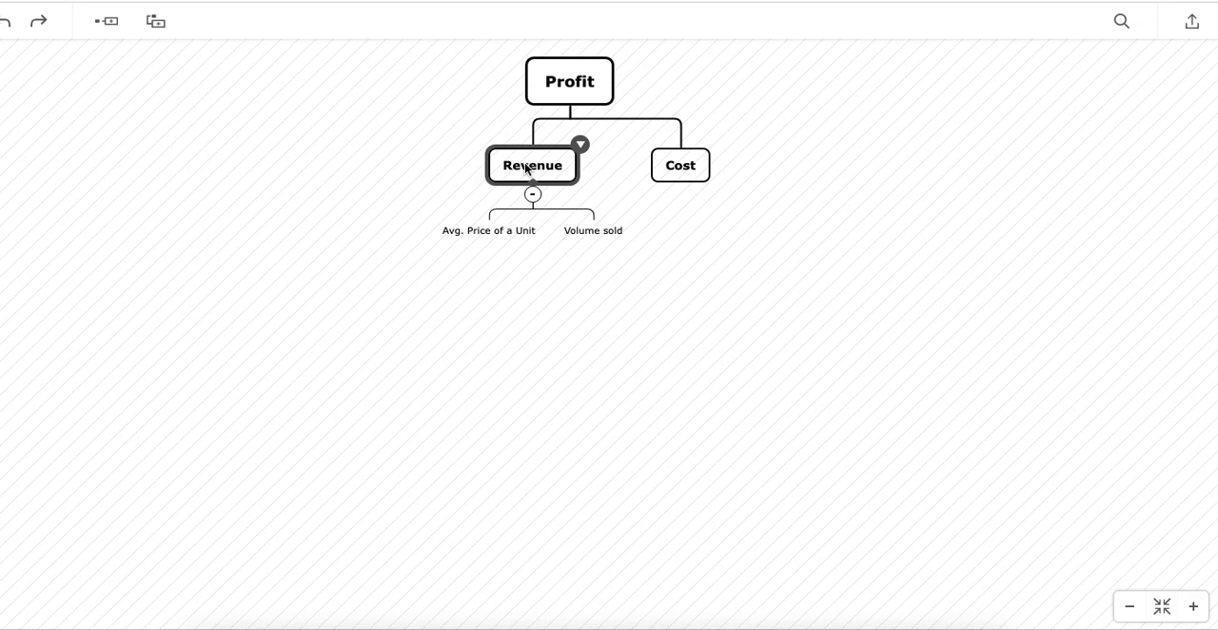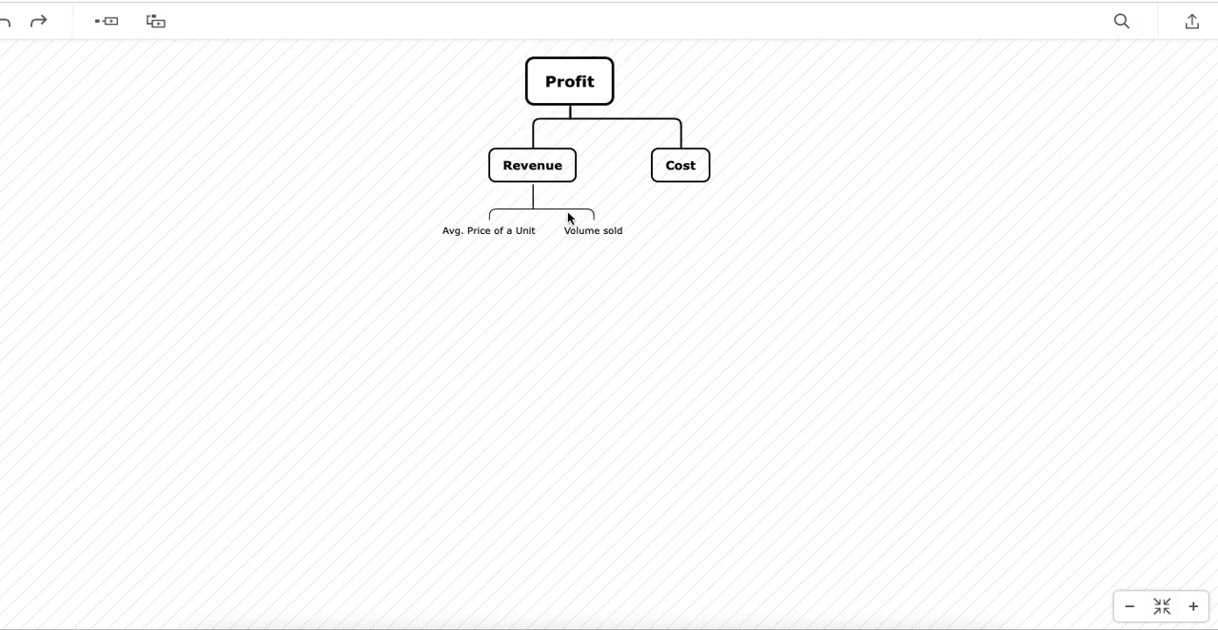Cool. Now once we arrive at average price per unit and volume sold, let's just say that profit is going down and revenue is going down. Let's say I ask whether the average price of a unit is going down or the volume sold is going down. Average price of a unit very rarely goes down, at least in FMCG, but for the sake of discussion, it can go down in some industries. But I would take the most standard path here.